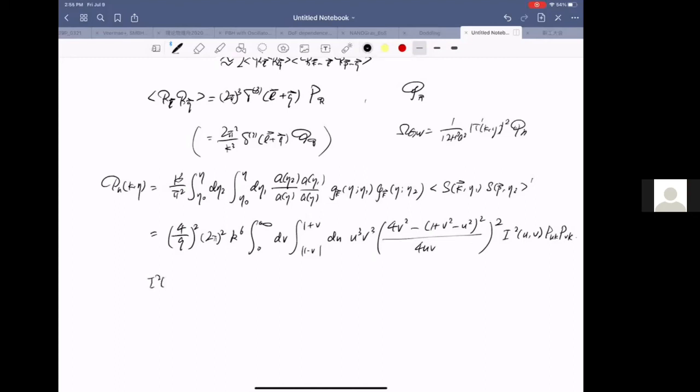This I squared of u and v is something that you can integrate for the time evolution. Roughly speaking, it's just something like this, all of the time evolution. You still have the time evolution in the f function. I will not write it here, but I will just mention that this is something that is connected to u and v. So it's basically over the one.